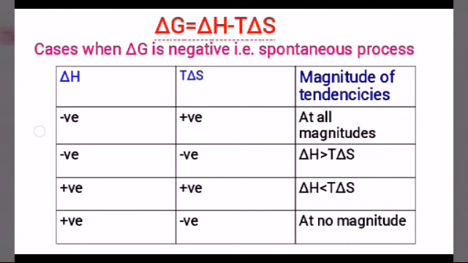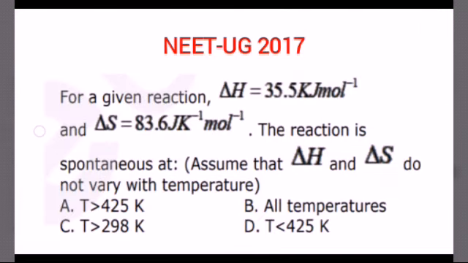Now before moving to the questions from previous papers, look over the concept. Now we have questions, problems from previous papers, NEET-UG 2017. In this question, it is given that for a given reaction, delta H is equal to 35.5 kilojoule per mole and delta S is equal to 83.6 joule per Kelvin per mole.